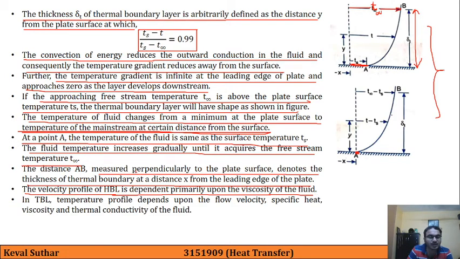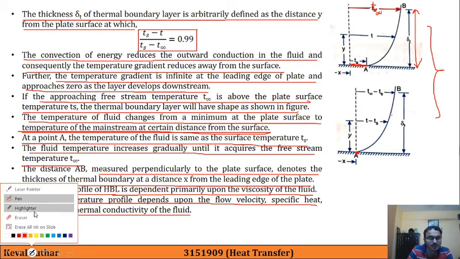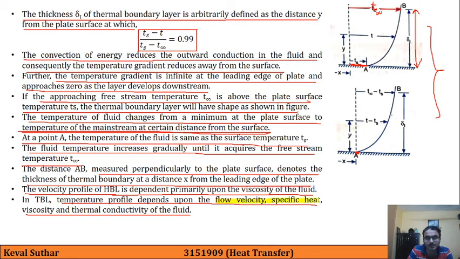In the thermal boundary layer, that is TBL, the temperature profile depends upon the flow velocity, specific heat, viscosity and thermal conductivity of the fluid. So these are the parameters on which the temperature profile will depend in case of the thermal boundary layer. So these are the important parameters.